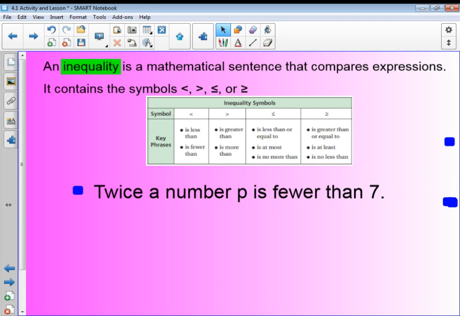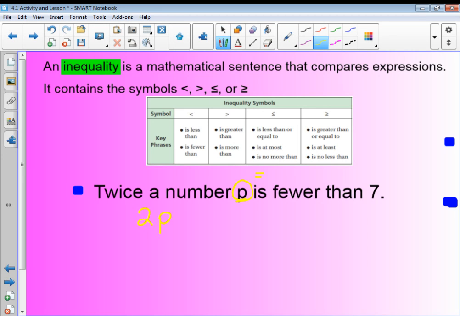Okay, twice a number P is fewer than 7. First of all, we have to understand what "twice a number" means. Twice a number would mean 2 times a number, and they want us to use the letter P. You guys are used to seeing, when we multiply, the number right next to the letter. So 2P is fewer than.